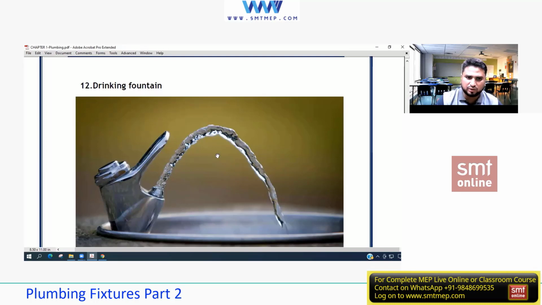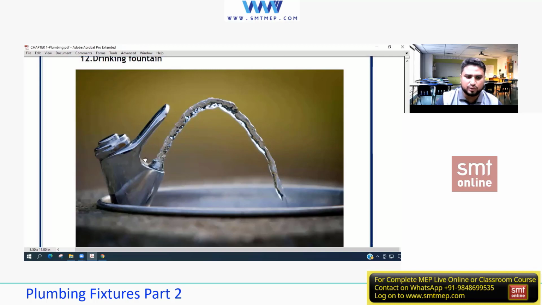So this is a drinking fountain. I recently saw one with a kind of sensor over here. The moment you put your hand, a jet of water comes out and one can place their mouth or put their hand and drink the water.